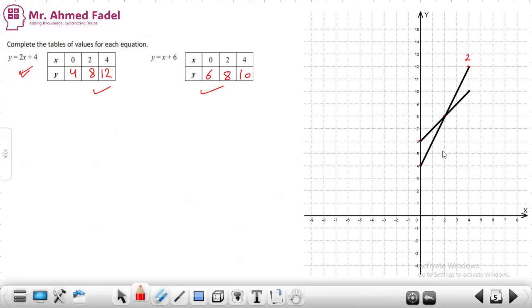I drew them and I need to find the point of intersection. So you're going to go to the point of intersection and you draw a line this way exactly.